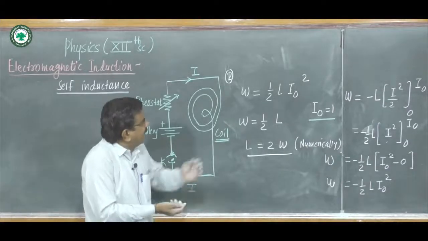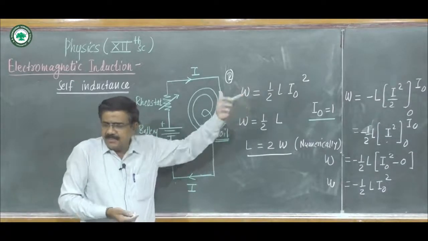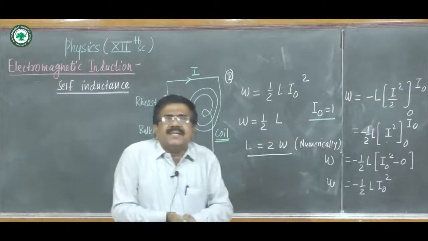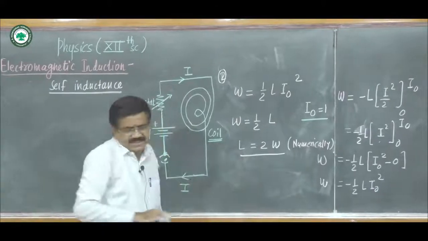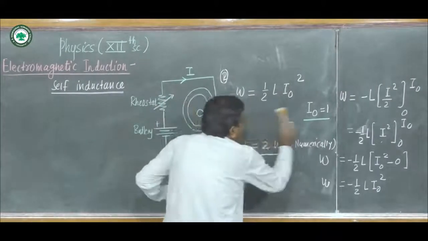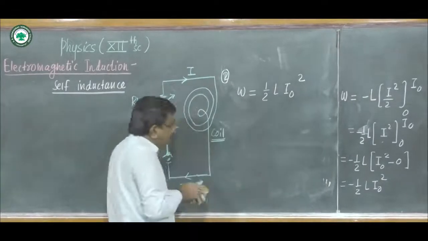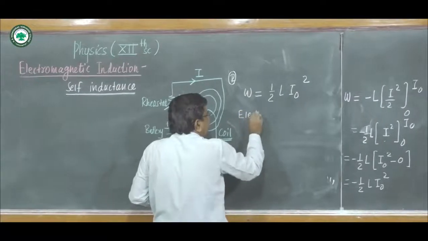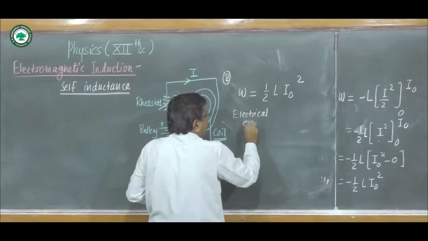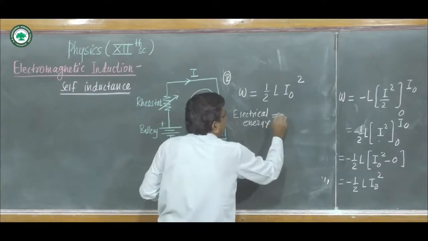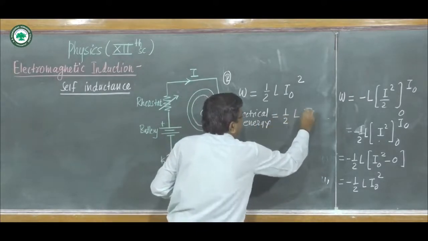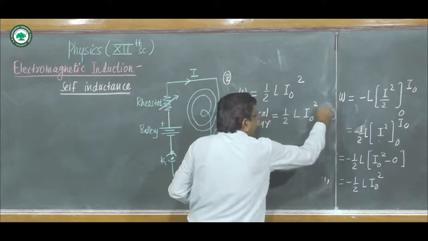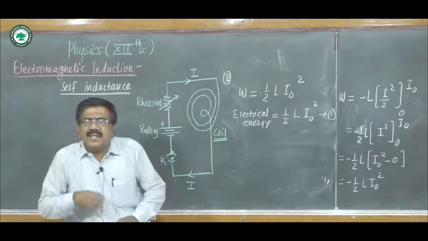Now this work done, W equal to 1/2 L I0 square, is nothing but the electrical energy in the circuit. It is also called the electrical energy in the circuit. So we write this work as electrical energy in the circuit, and that is 1/2 L I0 square. Suppose this is equation 1.